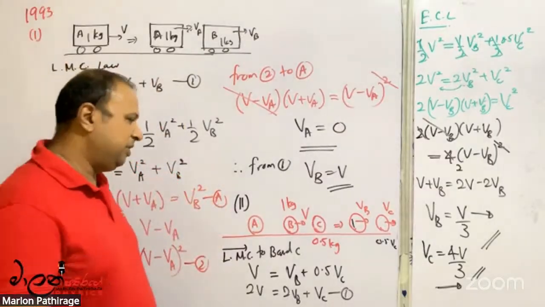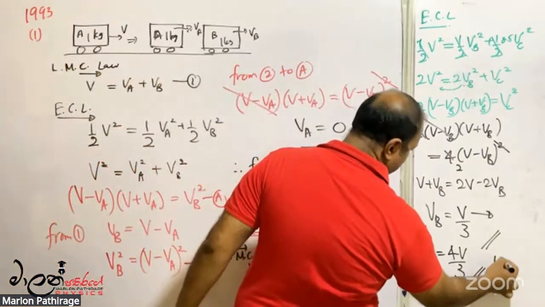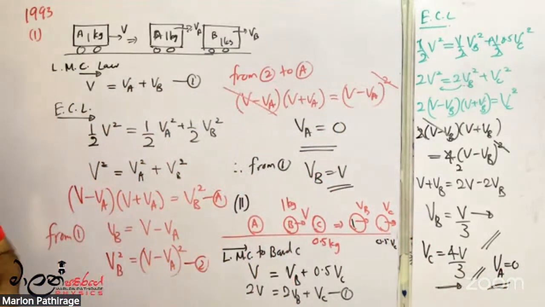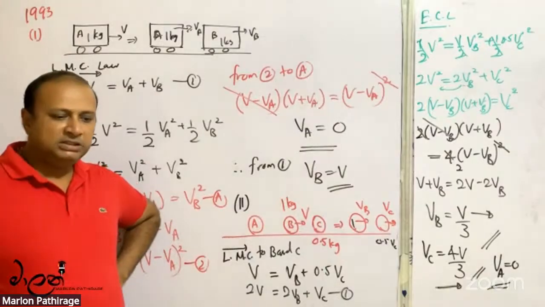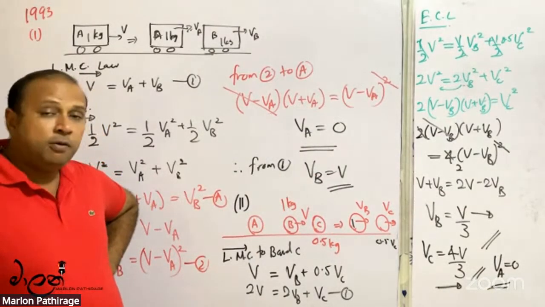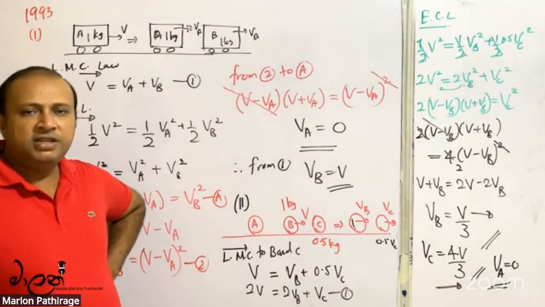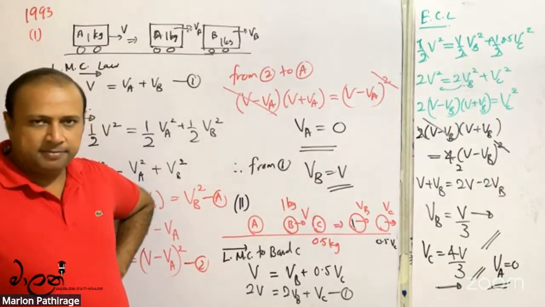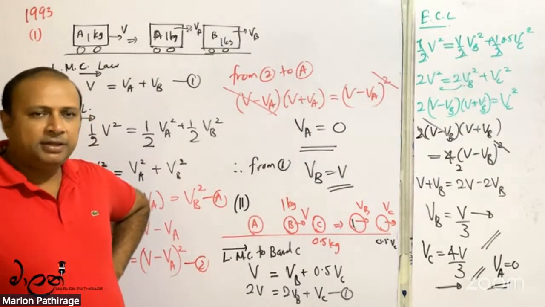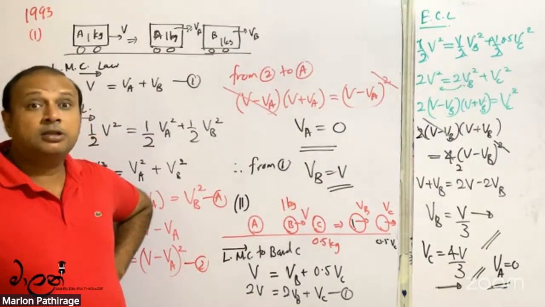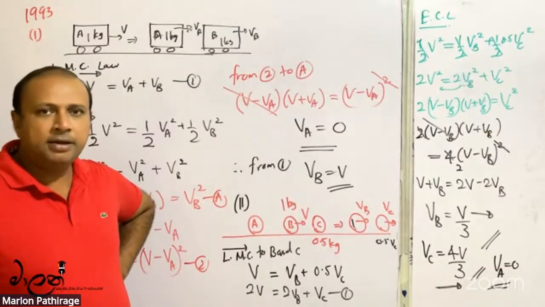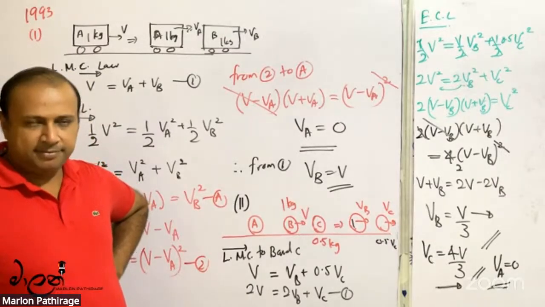If you put v_A, v_A is 0. Or else you can write: after the collision between A and B, there is only one collision, which is between B and C. That's also correct. Or else you can write there are two collisions, between A and B, and after that B and C.